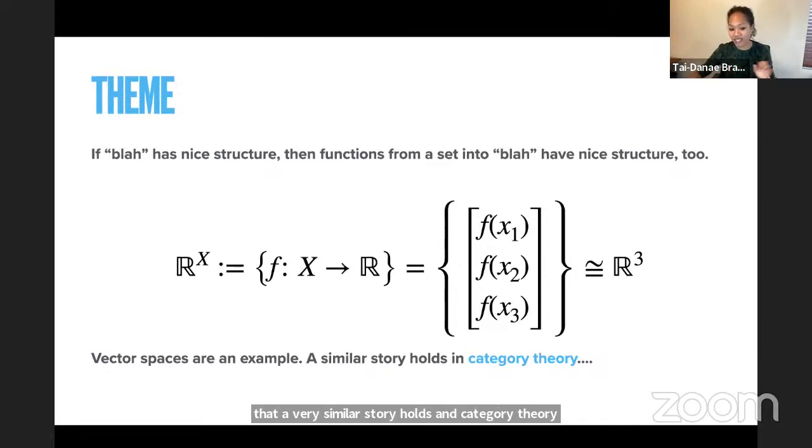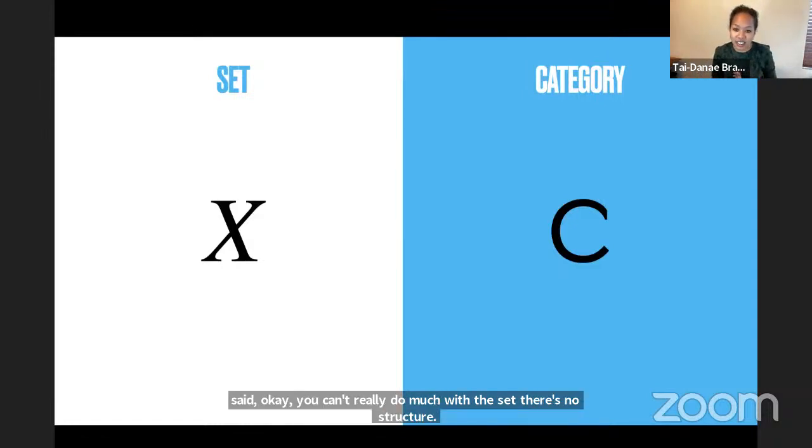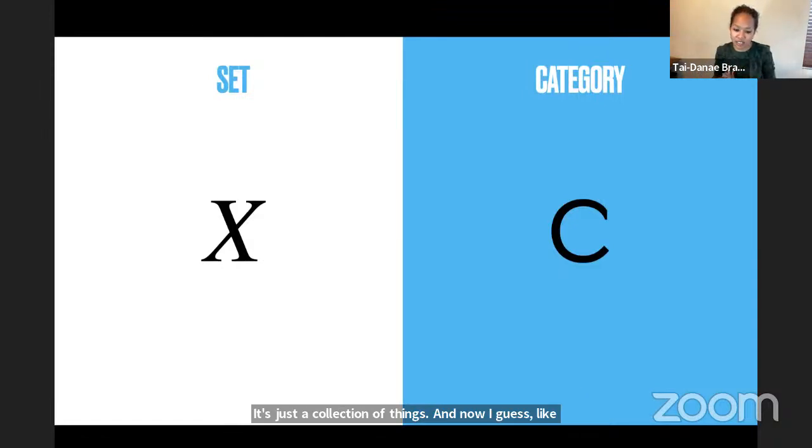So here's the analogy I like to have in mind. On the one hand, we just started with a set, and we said, okay, you can't really do much with a set. There's no structure. It's just a collection of things. Analogously, if someone just hands you an arbitrary category, what do you know about it? You know it has some objects and some morphisms between those objects, and composition and identity morphisms, but that's it. If C is just an arbitrary category, you don't know if you can combine objects to get a new object in your category, or if you have other structure lurking about. Maybe in specific categories you do, but in general, the definition doesn't give you that.